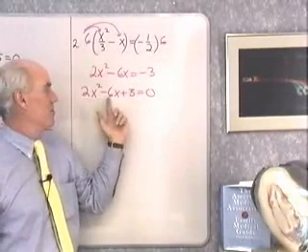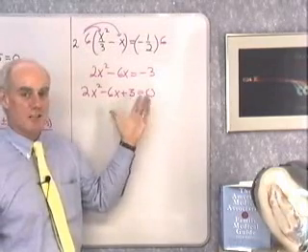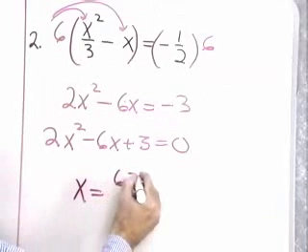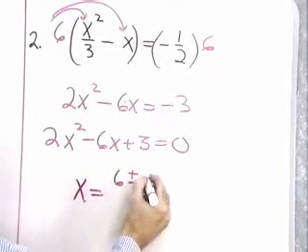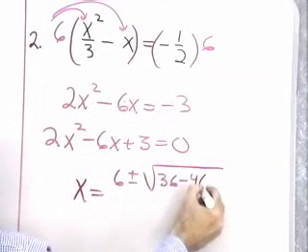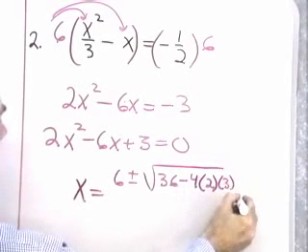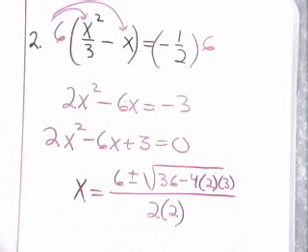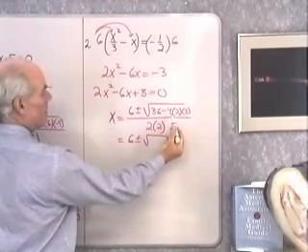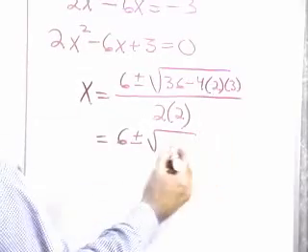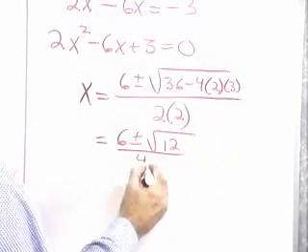Identify a as 2, b as negative 6, and c as 3, and I substitute those numbers into the quadratic formula. x is equal to negative b, which would be negative negative 6 or positive 6, plus or minus the square root of b squared minus 4 times a times c, all divided by 2 times a. I continue to simplify. That gives me 6 plus or minus the square root of 4 times 2 is 8, times 3 is 24. I have 36 minus 24, which is 12, divided by 4.